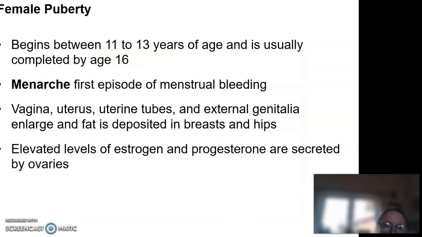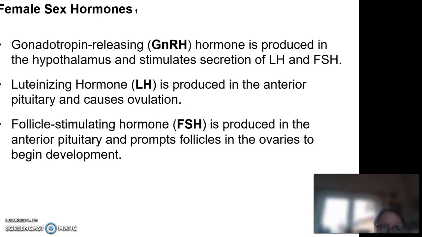Female puberty begins at 11 to 13 years of age and is completed by 16. Menarche is the first episode of menstrual bleeding. What happens now is the vagina, uterus, uterine tubes, and external genitalia enlarge, and fat is deposited in the breast and the hips. You have elevated estrogen, and progesterone is secreted by the ovaries. You've got your female sex hormones. They're the same as in the males.